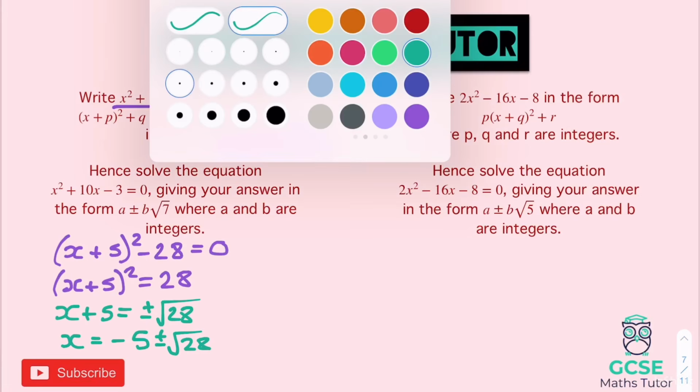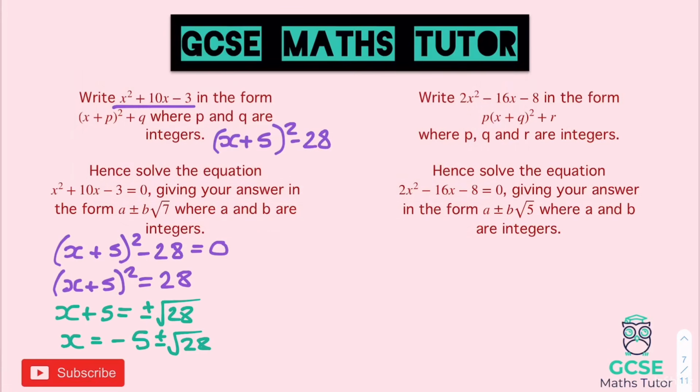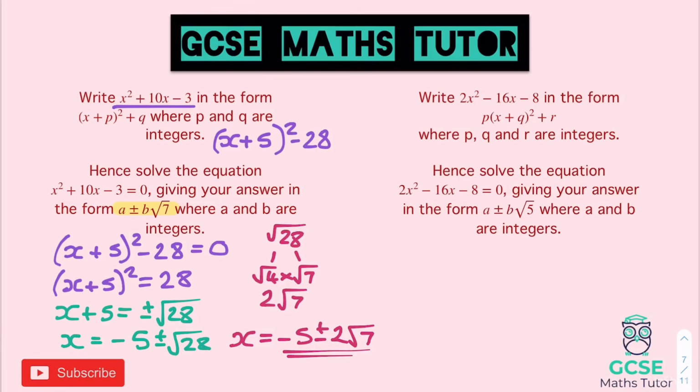And obviously we just need to have a look back at the question. The question asked us to put this in the form a plus and minus b root 7. So root 28 must simplify, and root 28 is root 4 times root 7, which is 2 root 7. So writing our final answer then, we get x equals negative 5 plus and minus 2 root 7. And there is our final answer, and we've got that in the format that the question was asking for.